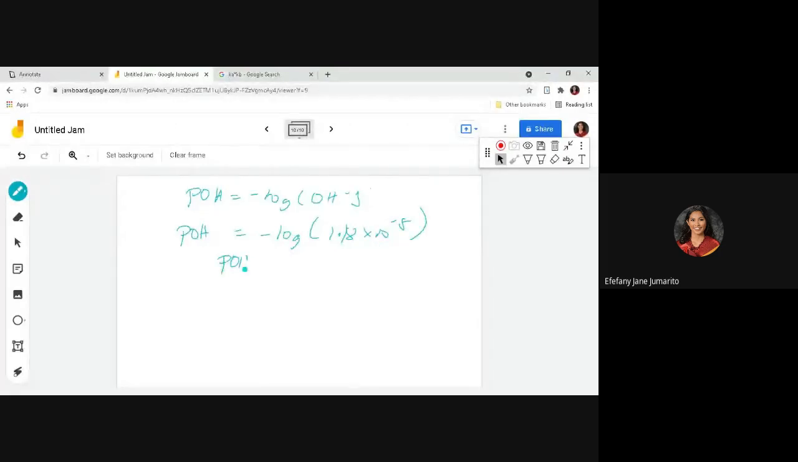So, pOH is equal to how much? 4.93. Okay, we have that one. So we have a pOH of 4.93.